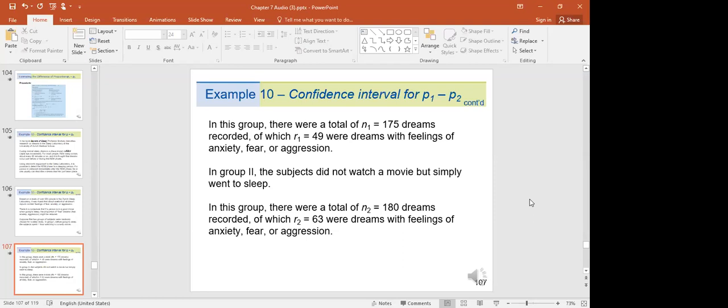Got it. Okay. So 2 proportion Z interval, you press enter, and we will begin to enter the information we have here. X1 is what they have as R1 here, the number of successes. So we will enter 49. N1 is 175. X2 is R2, which is 63. N2 is 180.